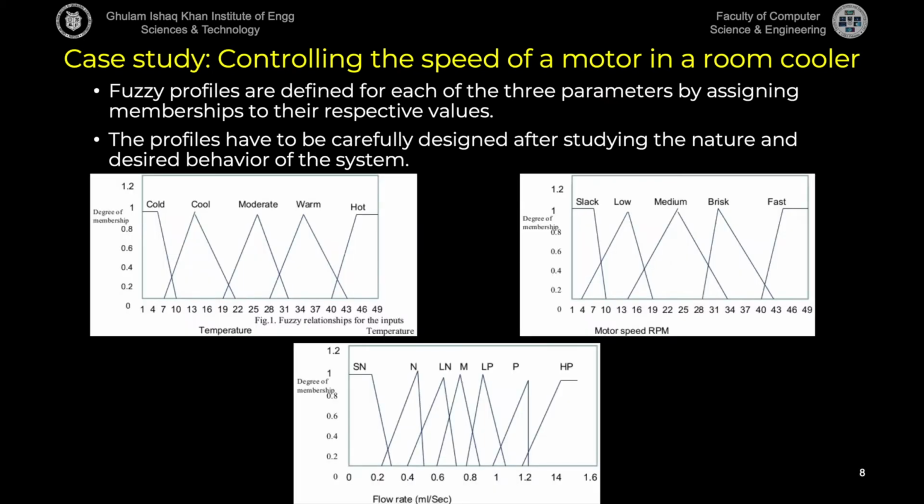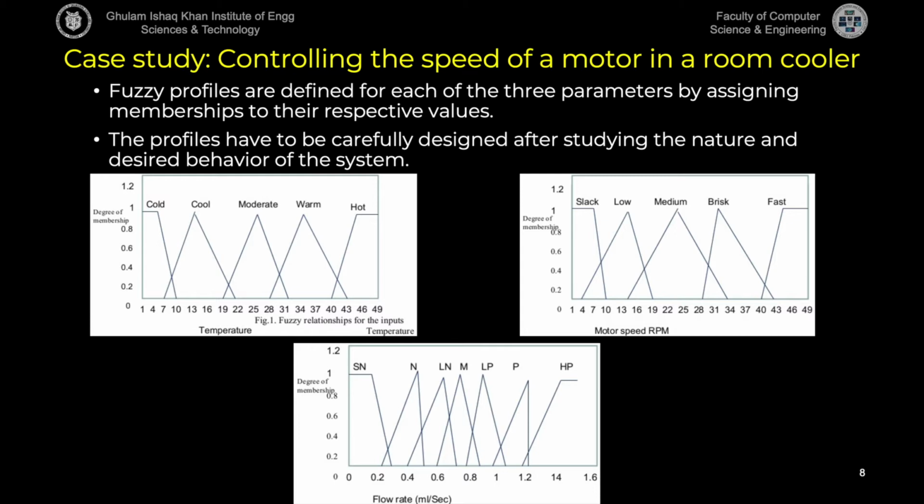Okay, so we need to profile each of these three variables and connect these fuzzy terms with the variables. To connect the fuzzy terms with the variables, we need to assign them some membership functions, and these profiles have to be carefully designed after studying the nature and desired behavior of the system. The fuzzy profiles are defined for each of the three parameters by assigning membership, as I've already said. And in this case, for example, these are the three profiles.